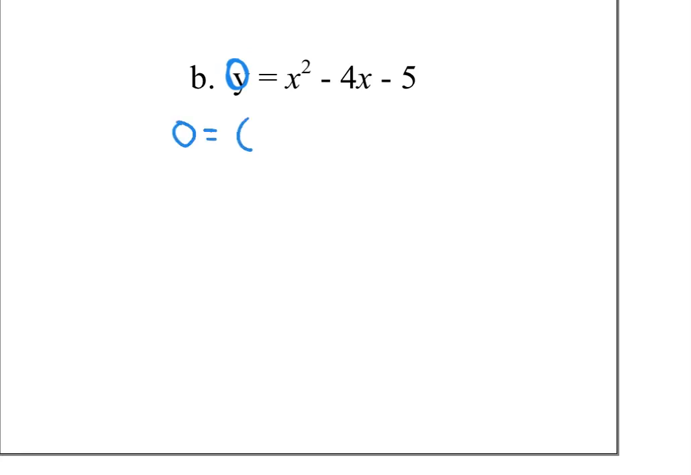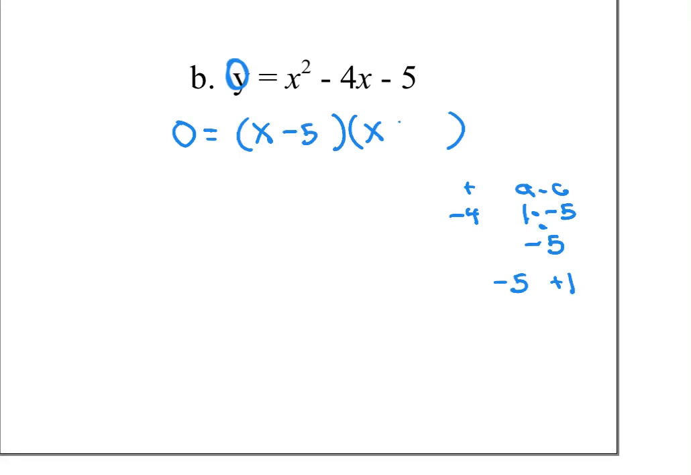Some simple factoring here. The x squared will break apart to x and x. I'm going to ask myself, what multiplies to a times c? Well, a is 1, c is -5. So I'm looking to see what multiplies to -5, and I'm looking to see what adds to the b value. So I'm looking to see what adds to -4 and multiplies to -5. Well, the only factors of 5 are 5 and 1, and I think if I make the 1 positive and the 5 negative, that will add to -4 and multiply to -5.